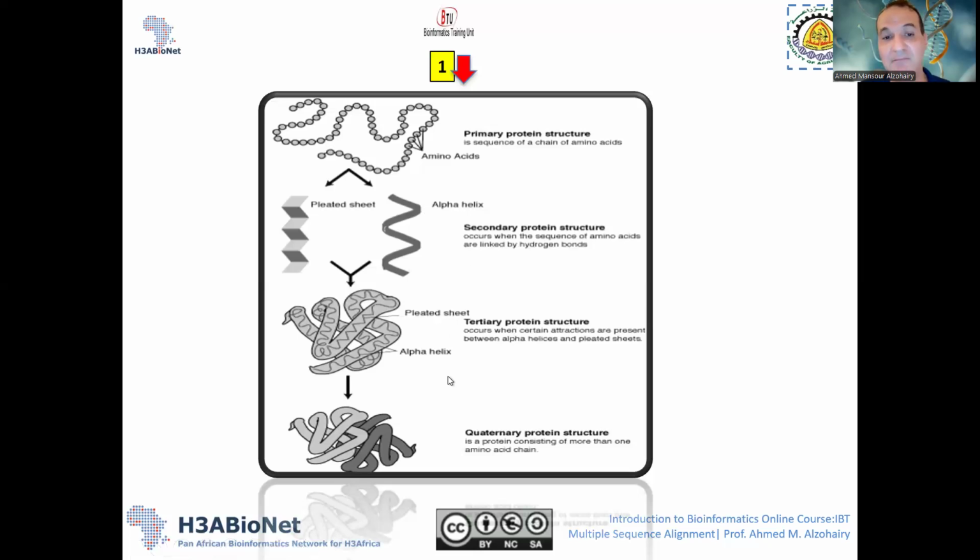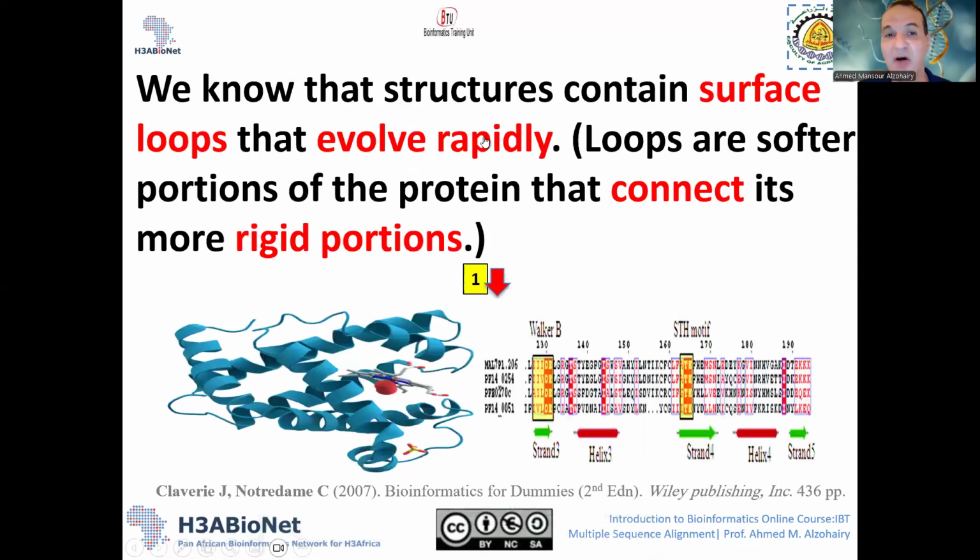Based on that, we can try to interpret our multiple sequence alignment because we will look for amino acid columns that are conserved and related to this structure. We know that the structure contains surface loops that evolve rapidly, like these ones here. These loops are softer portions of the protein that connect its more rigid portions. The more rigid portions here mean the alpha helix and beta sheet, like this one here. So this is the alpha helix and beta sheet.